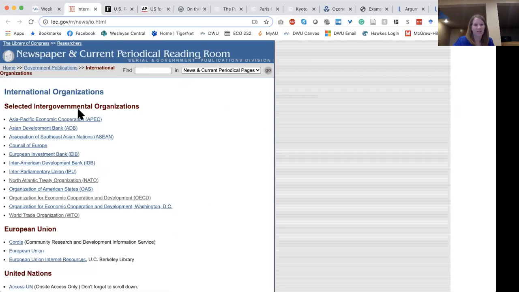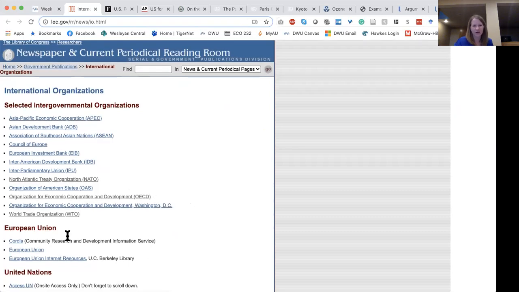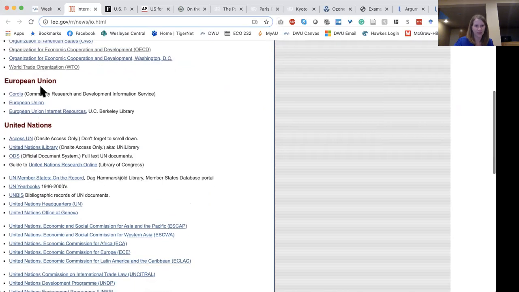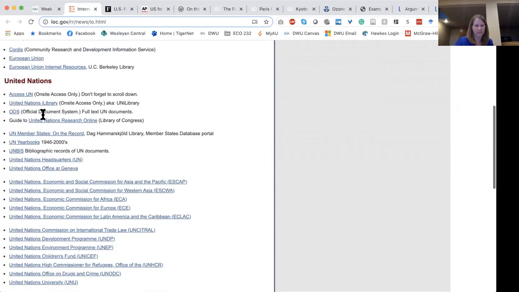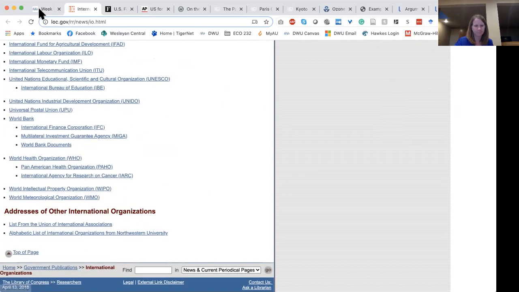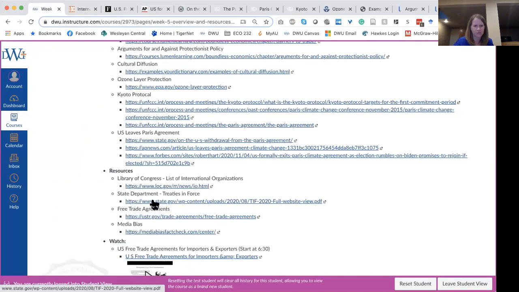And this just looks at all the international organizations. You've got the APEC, which was mentioned in the reading. You've got NATO. The OECD is something that I look at a lot, the Organization for Economic Cooperation and Development. And each one of these links just takes you to that page. You've got the European Union, international organizations, and then the United Nations specific ones. So those are good resources for you.